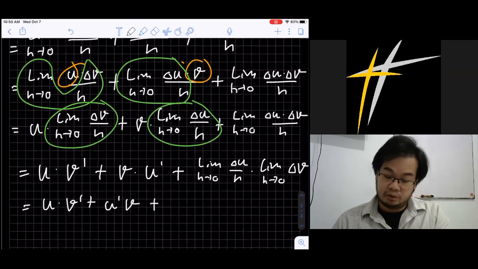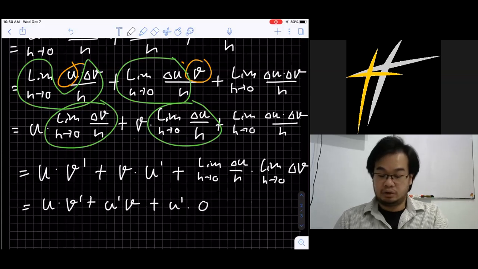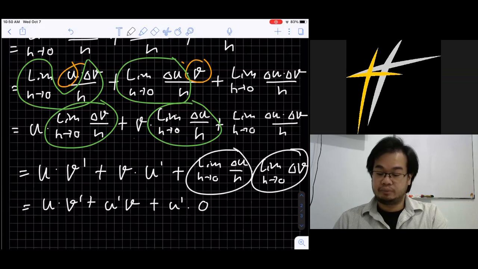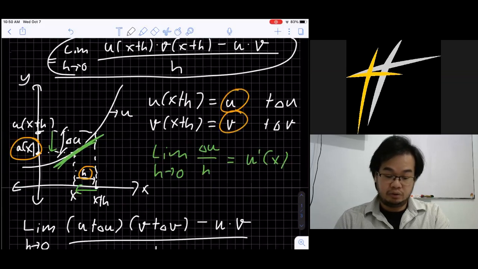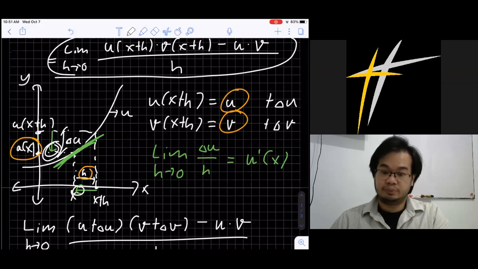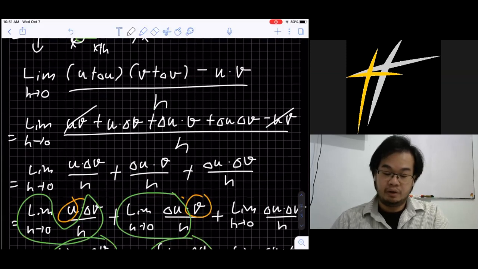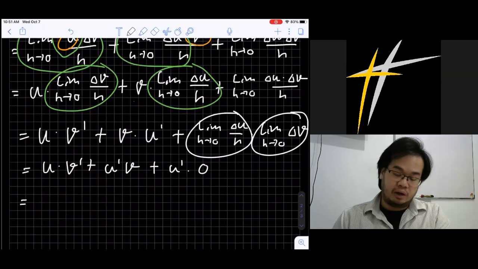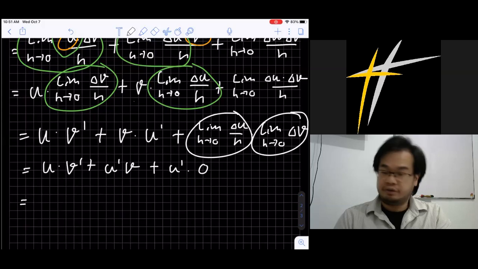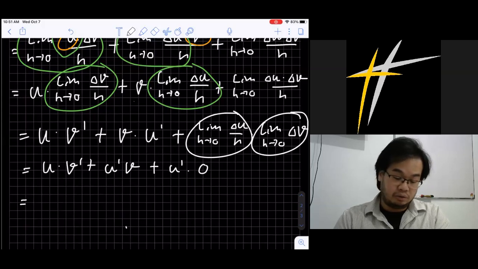plus, this will be u prime times 0, right? So this is u prime and this is 0, because as the h is approaching 0, the delta phi is also approaching 0. Okay. So I'll get the formula, I will rewrite it: the derivative of a product is equal to u prime phi plus u phi prime.